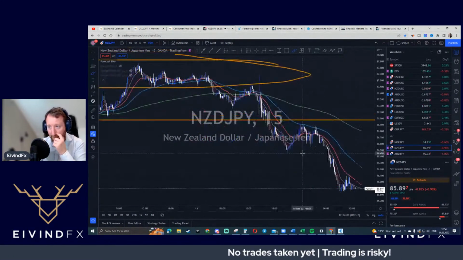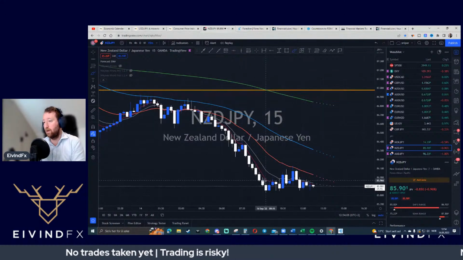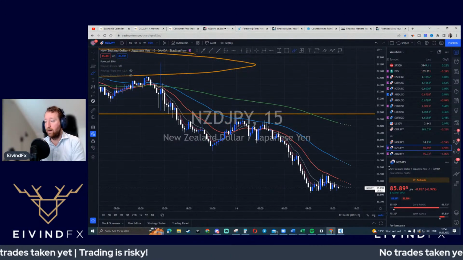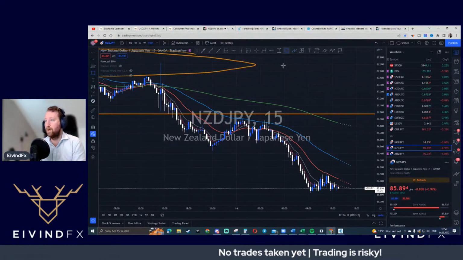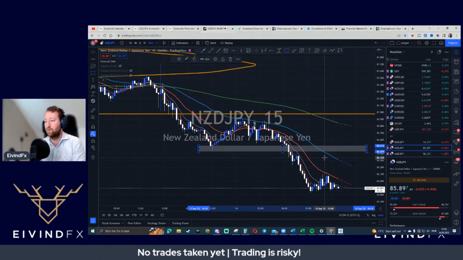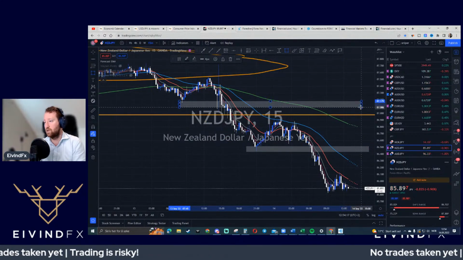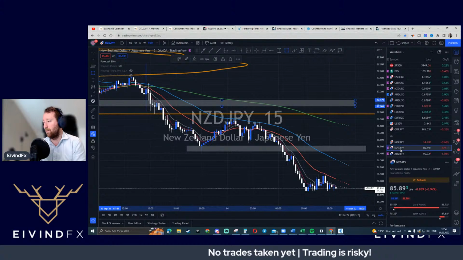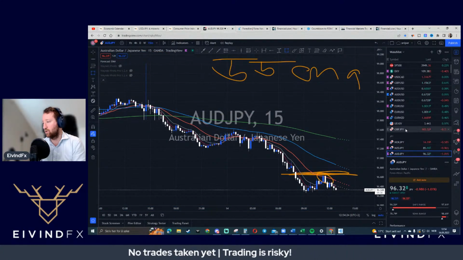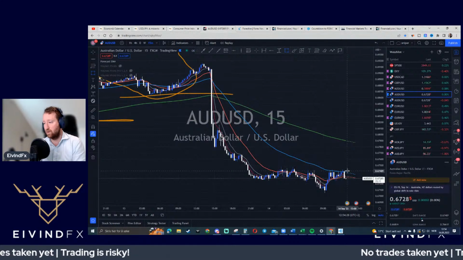So New Zealand yen and Aussie yen are already falling pretty hard this morning. My other strategies would take care of selling up here tomorrow or tonight or whatever. My other strategies will sell up here as well. So right now it's all about seeing if we can get an entry on the downside. Aussie dollar has flattened out.